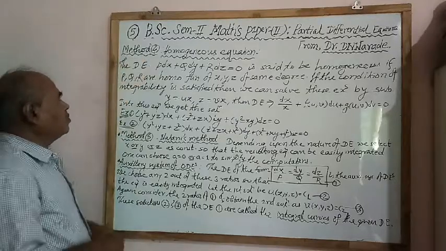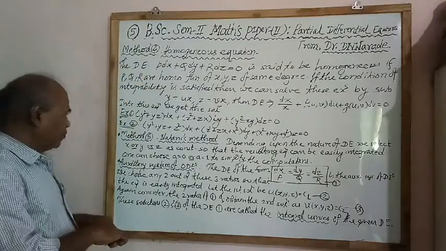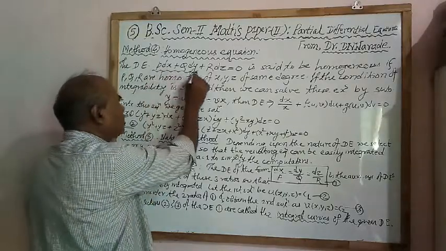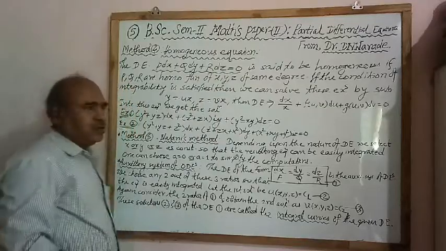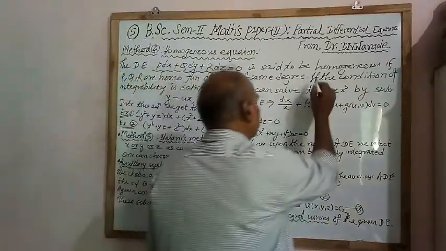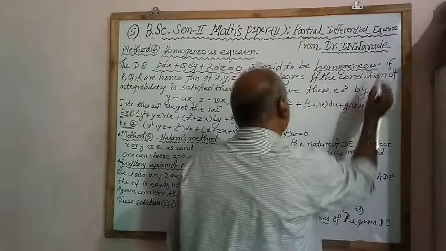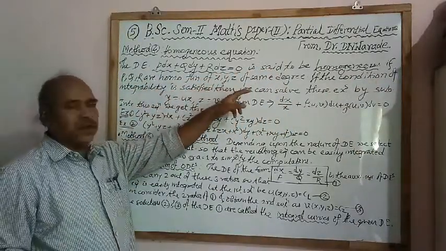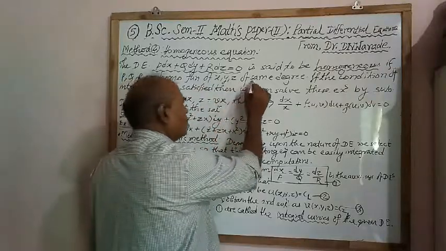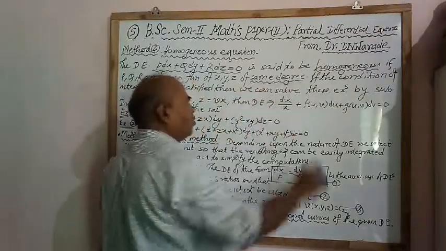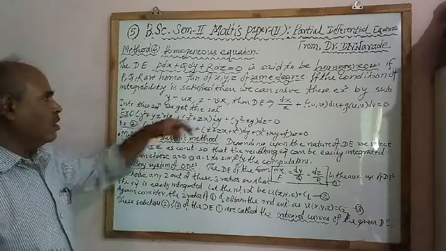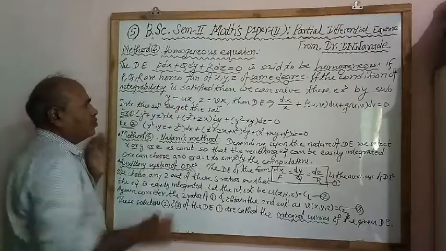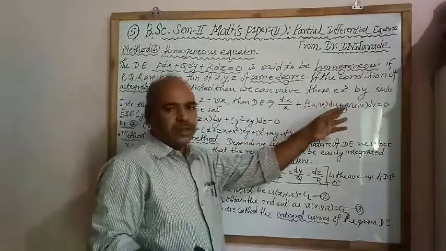In our next period, we see the next method, method 4, homogeneous equation. The differential equation p dx plus q dy plus r dz equals 0 is said to be homogeneous if p, q, r are homogeneous functions of x, y, z of the same degree. If the condition of integrability is satisfied, then we can solve these equations.